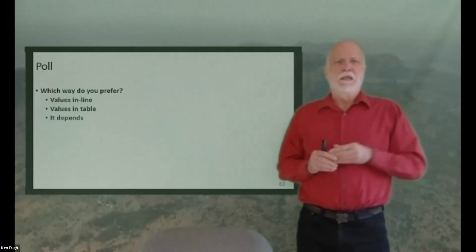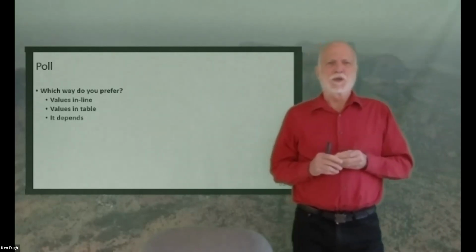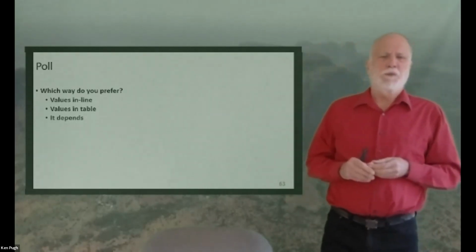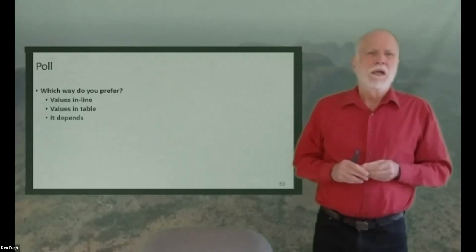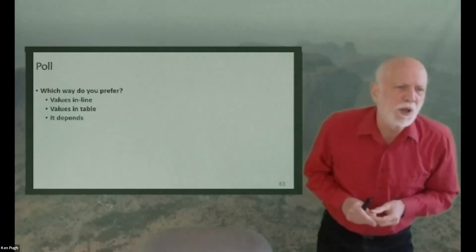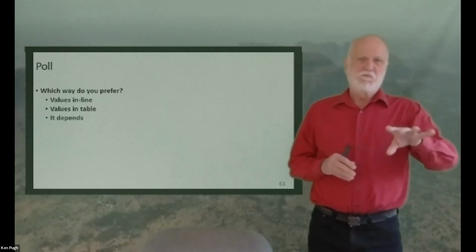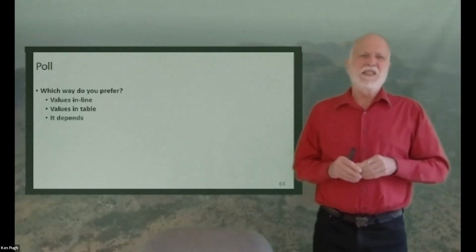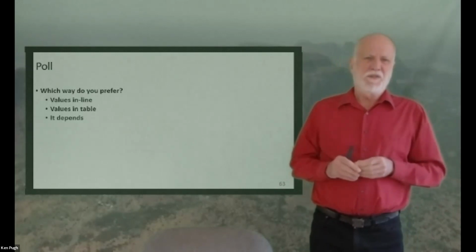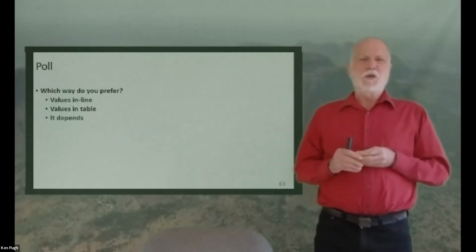Okay, let's see what the answers are, what our results are. Oh, we are table oriented. Half of the people like tables. We have about half, all depends, and there's a few that like to have the values inline.